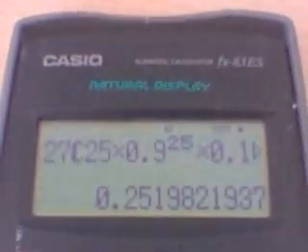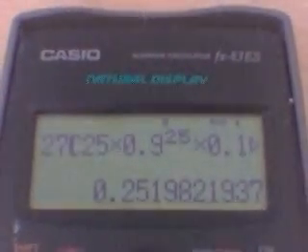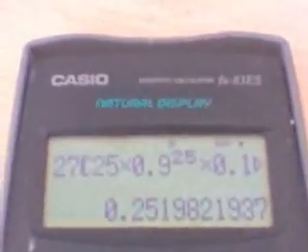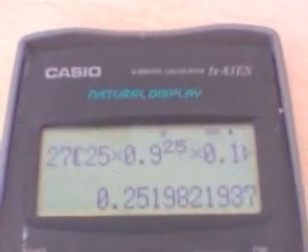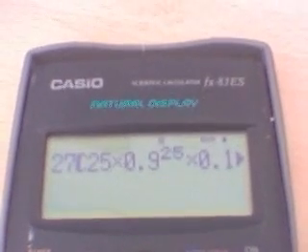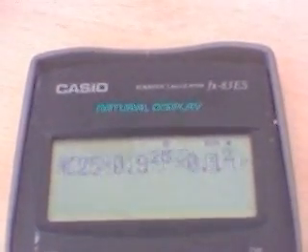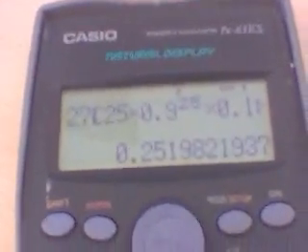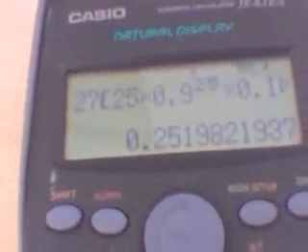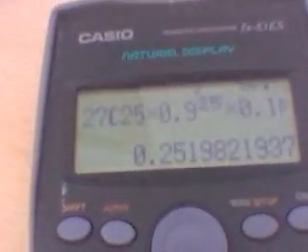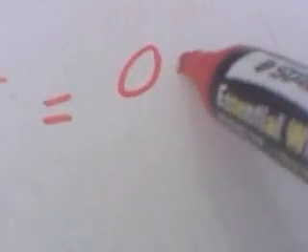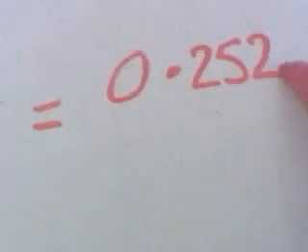And here we have the answer, 0.2519821937. So it's 27 choose 25 times 0.9 to the 25 times 0.1 to the power 2. That's how it read on your calculator. Don't forget, when you're rounding that off, that's your final answer, to 3 significant figures. That's 0.252. That's only if it's a final answer.